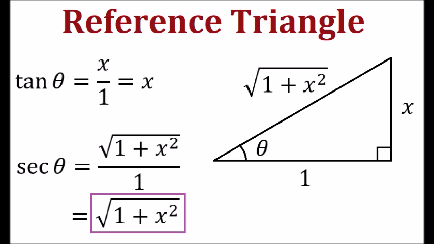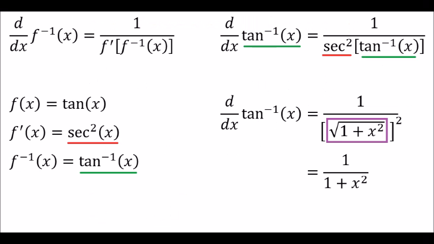We define this triangle such that tangent theta equals x over 1. Secant is the reciprocal of cosine. It is defined as hypotenuse over adjacent. In this case, that is the square root of 1 plus x squared all over 1. This is simplified and boxed in purple. Back to this screen, I plug in that purple expression to evaluate secant of inverse tangent. But we had secant squared, so I square that purple expression. This just cancels the square root. Now I'm left with the derivative of inverse tangent is equal to 1 over 1 plus x squared. We have just proven that.